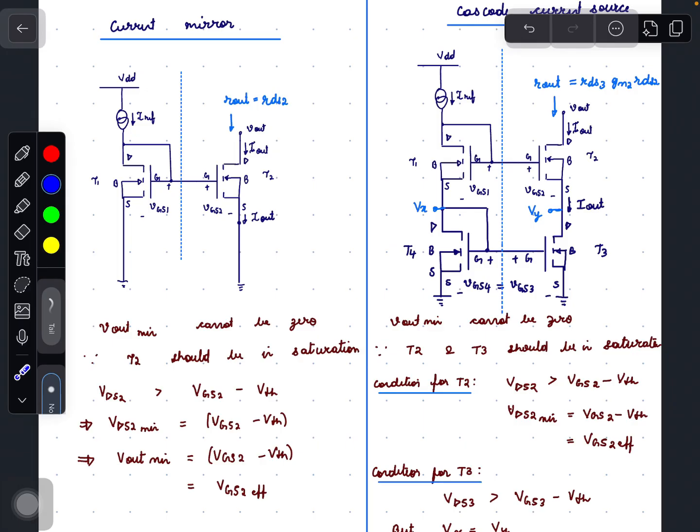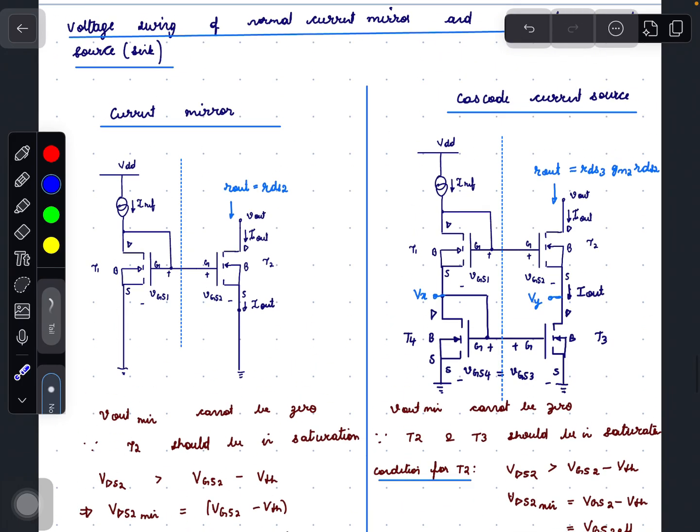So here VDS2 minimum is nothing but VGS2 minus VTH. VDS2 minimum is nothing but V out minimum. So V out minimum is nothing but VGS2 minus VTH. Here VGS2 minus VTH can be written as VGS2 effective. So V out minimum in this case is equal to VGS2 effective.